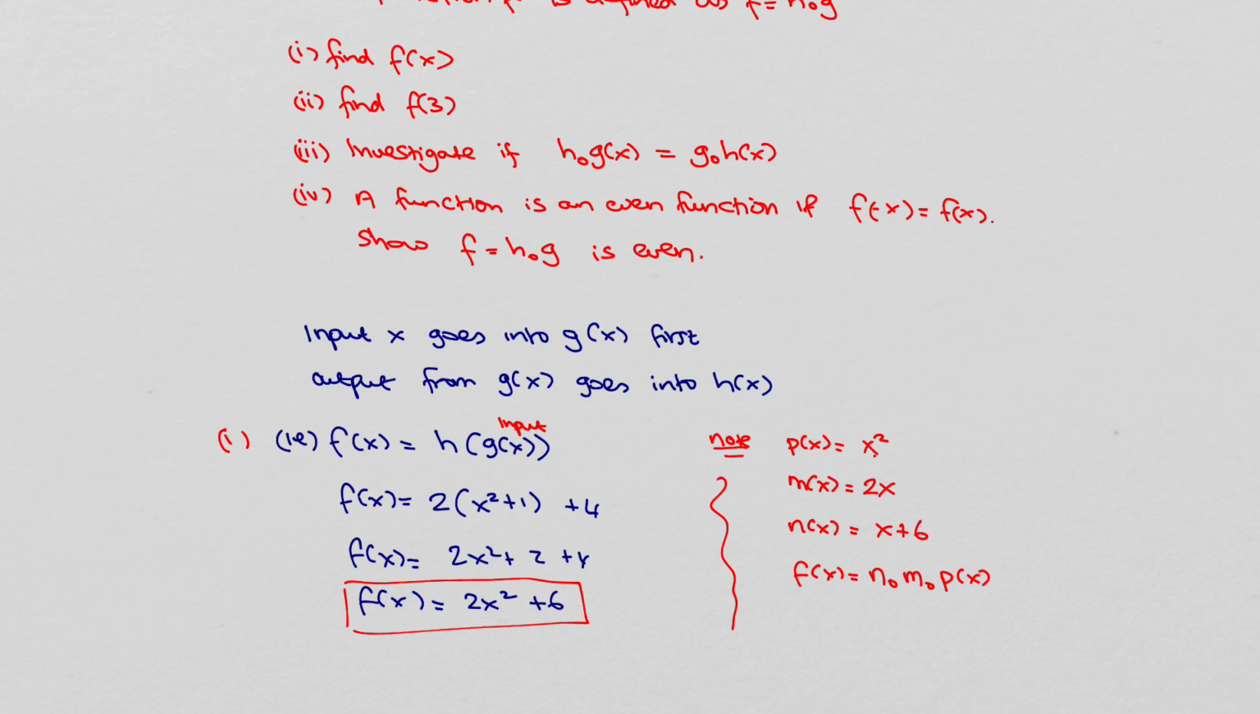Okay, so the third one says investigate, is this commutative? In other words, if I do h after g of x, is it the same as g after h of x? So we've already written down h after g of x. We got 2x squared plus 6.